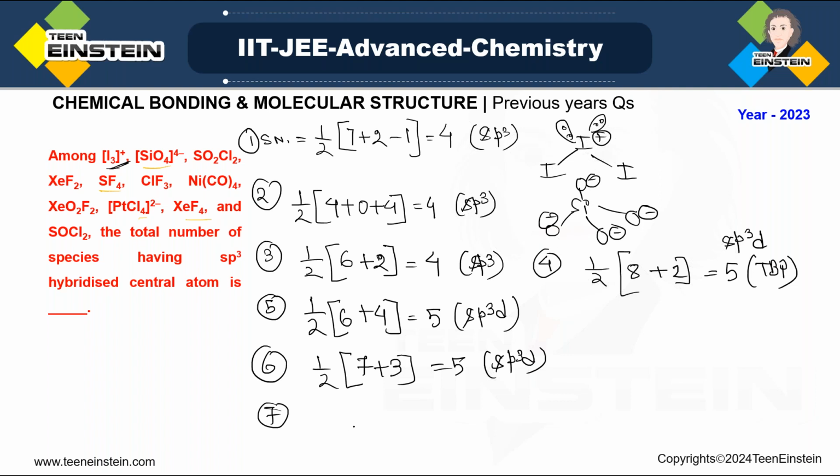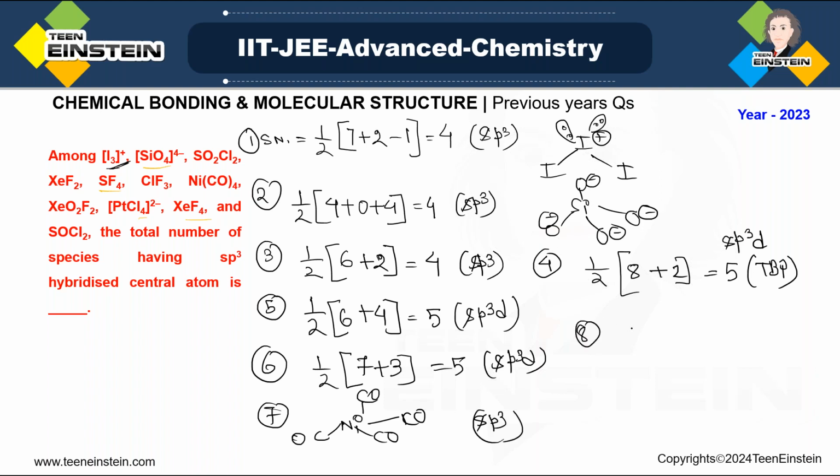Number 7 is, okay, nickel tetracarbonyl. Now here you will not be able to apply this formula, because that is only for p block elements, but nickel tetracarbonyl is from the d block. So to answer this question, we need the knowledge of d block elements. So here we will just apply the fact that it is actually tetrahedral. Okay, so this should also be considered as our answer.